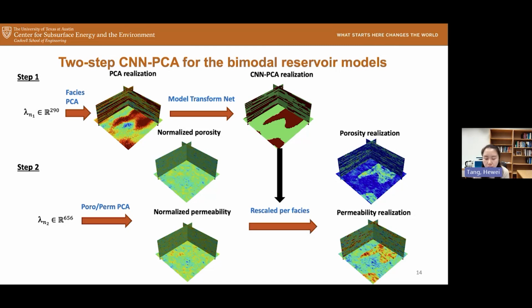So through the CNN PCA approach combined with the conventional PCA approach, we can easily reduce the original parameter space of these three realizations: facies, porosity, permeability. We reduce this parameter space from 110,000 to 1,000.